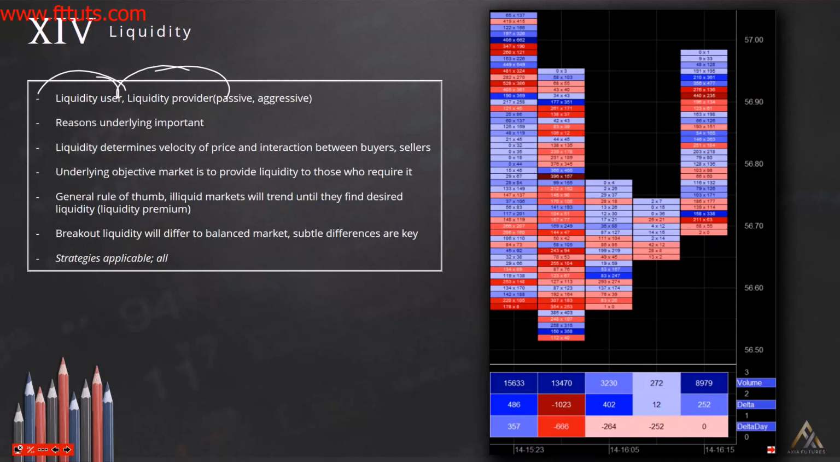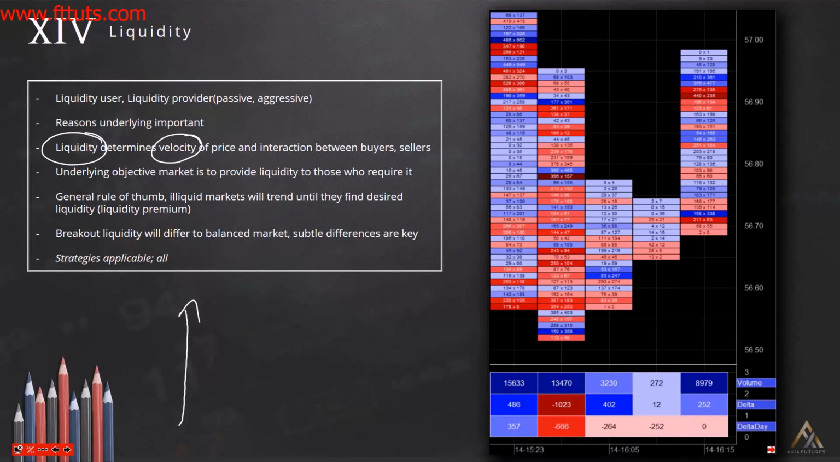Now liquidity determines velocity of price and interaction between buyers and sellers. So what do we mean by that? Like I explained early on, if a market is rotating higher and trending higher, the amount of liquidity, or the availability of liquidity, will ultimately determine the velocity of price. The velocity is simply the manner in which price is moving between prices or oscillating between prices. Obviously if there's a lot of liquidity, we're not going to see much velocity. If there's little liquidity, we're going to see those shifts in velocity.